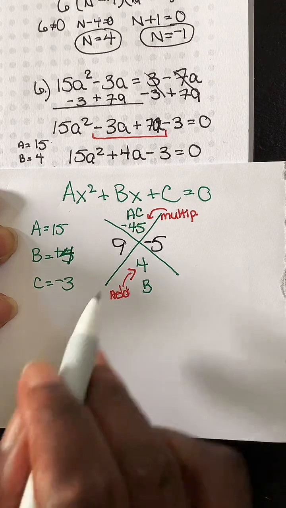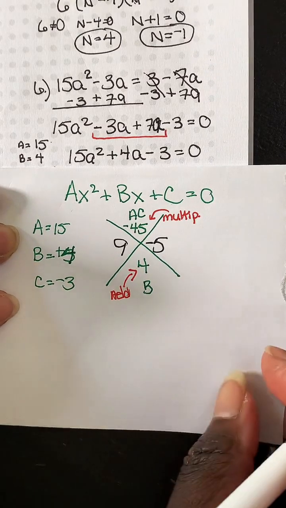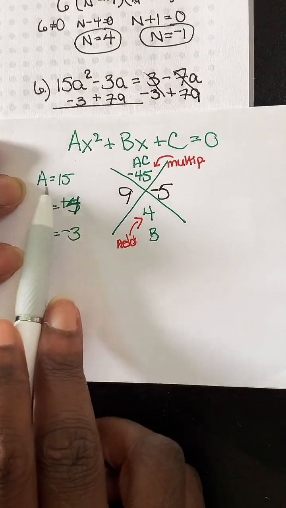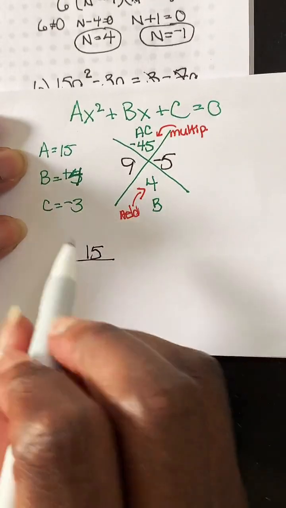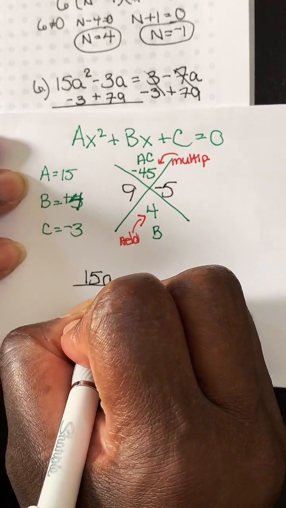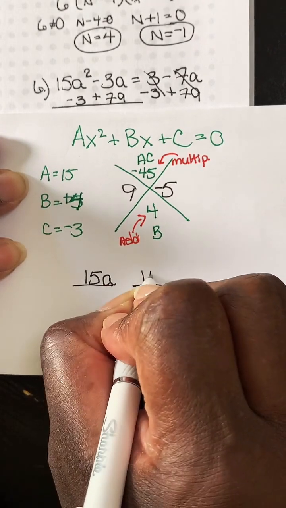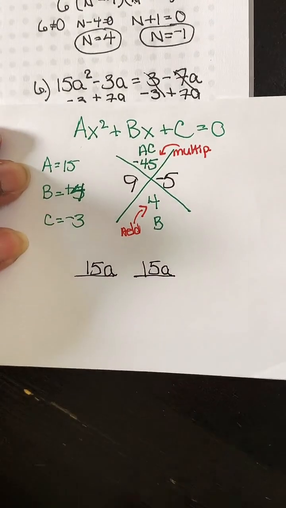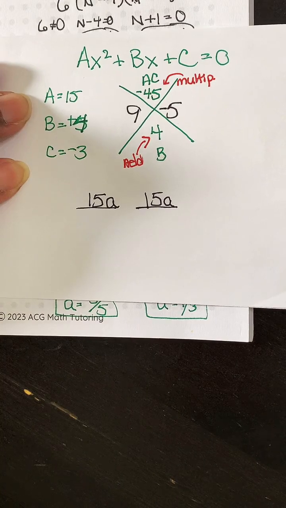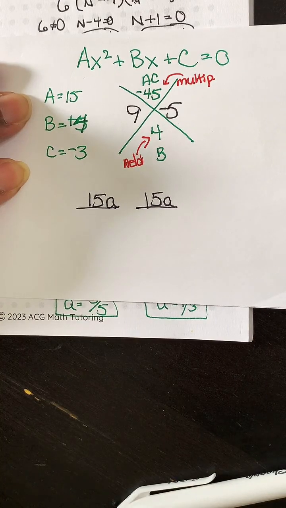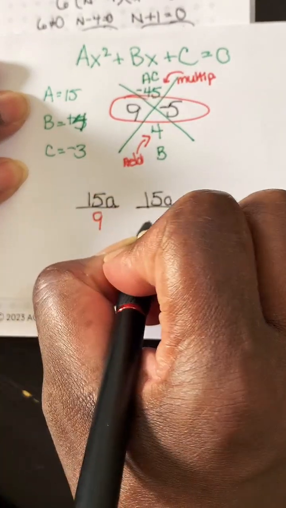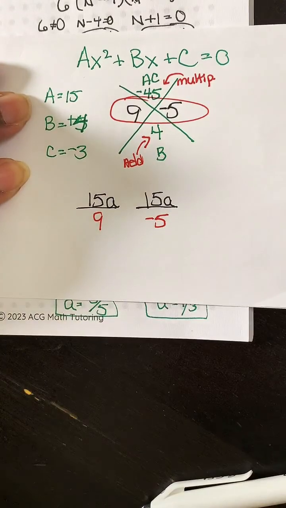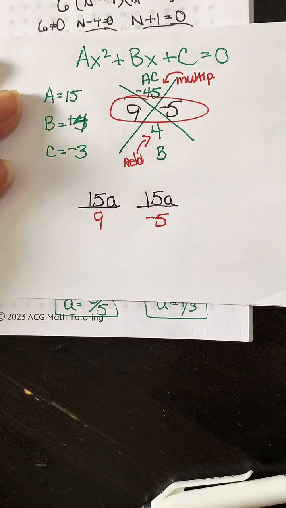All right. So once we get our factors, you always take your A, which in our case is 15, and the variable that we're using, which is the lowercase a, and I write it in two ratios. The answers that we got here are going to be the denominators of these ratios. So that's a positive 9 and negative 5. And then you would have to reduce.